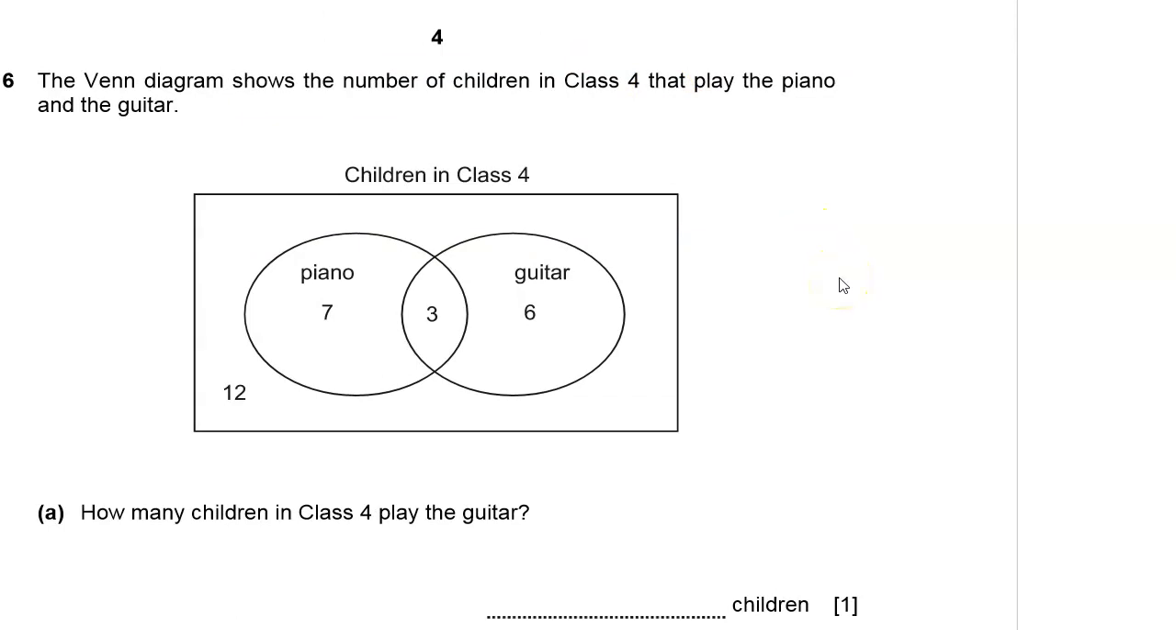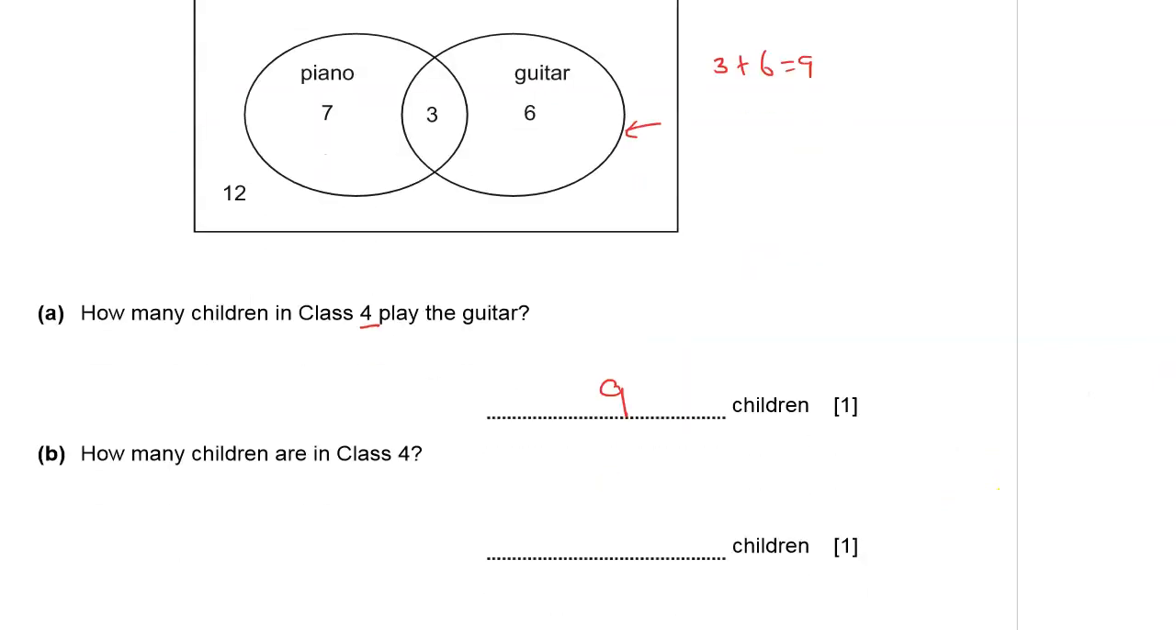Question number 6. The Venn diagram shows the number of children in class 4 that play piano and guitar. How many children in class 4 play guitar? The children that play guitar are in this oval, so we have 3 that play both piano and guitar. Therefore, the number of children that play guitar is 3 plus 6, which gives us 9. So 9 children play guitar in class 4.